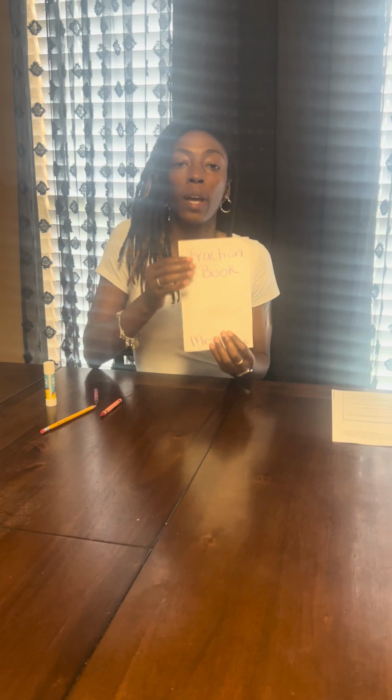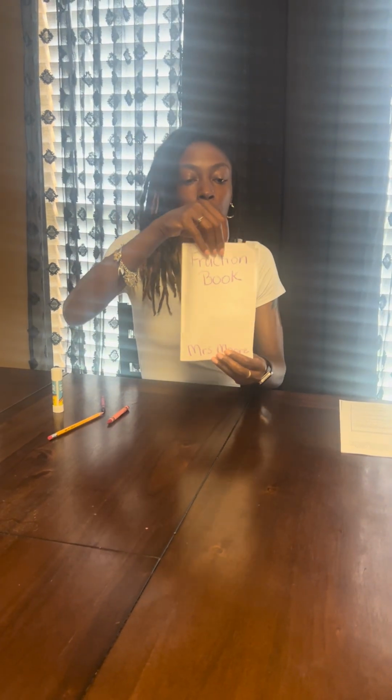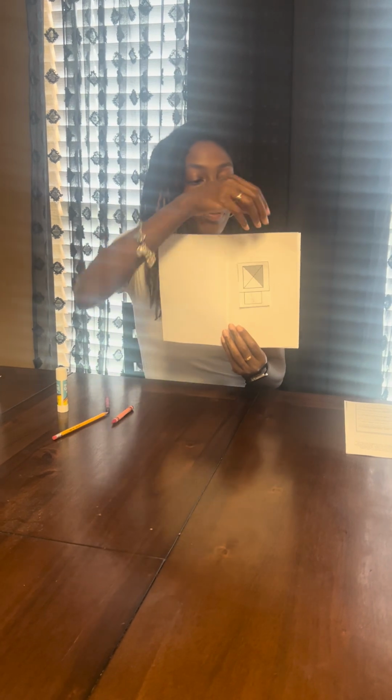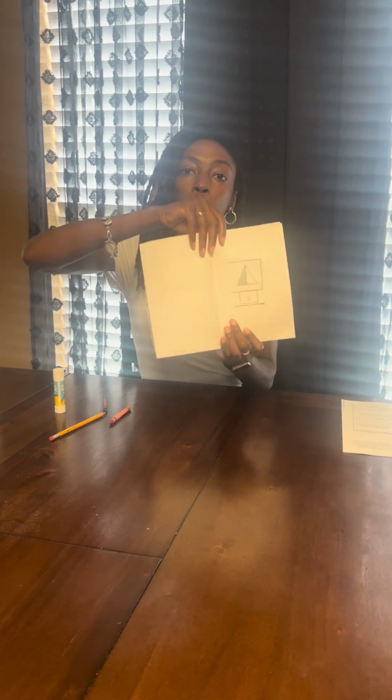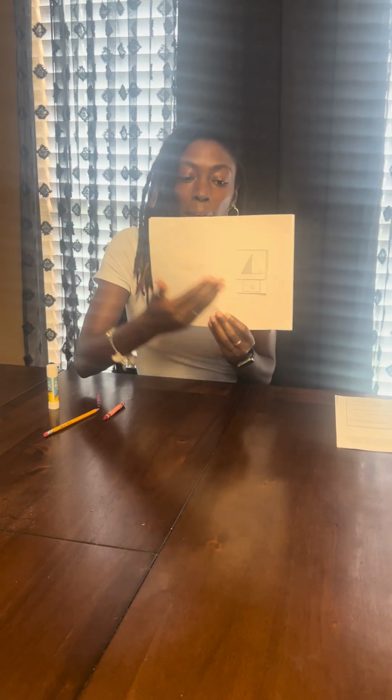So again, we have gone over this fraction book. The figure shape of a square, 1/2. The figure shape of a triangle that is shaded in, 1/2.